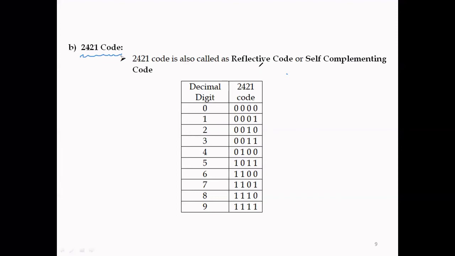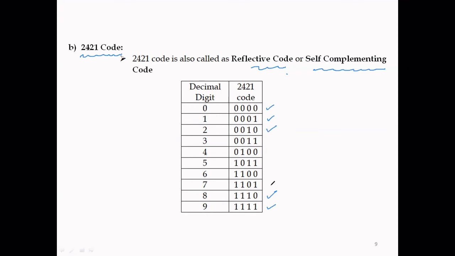It is also called a reflective code or self-complementing code. So the weights here are 2, 4, 2, 1. That means it is a self-complementing code. If you take the 1's complement of the code for 9, which is 1, 1, 1, 1, you get 0, 0, 0, 0. Next, 1 is 0, 0, 0, 1. If you take its 1's complement, you get 1, 1, 1, 0. 2 means 0, 0, 1, 0.